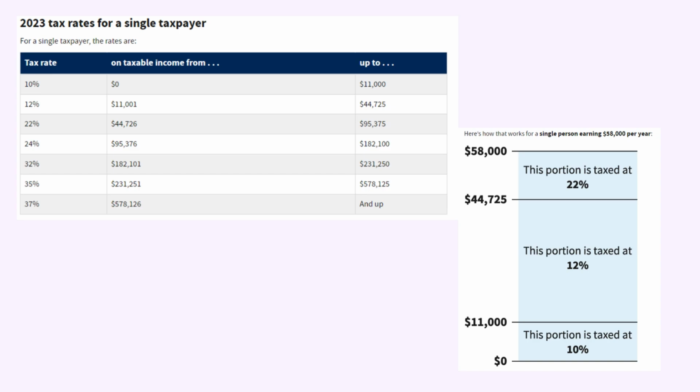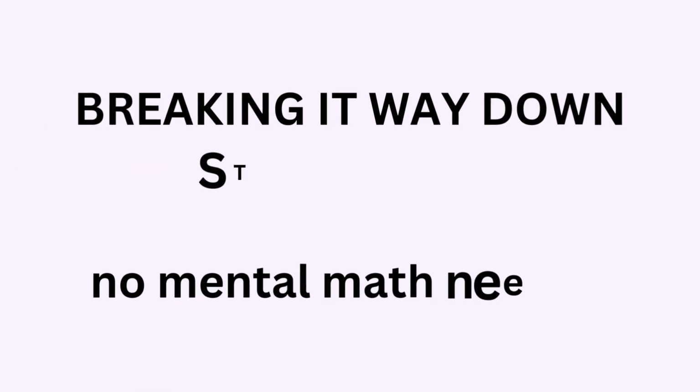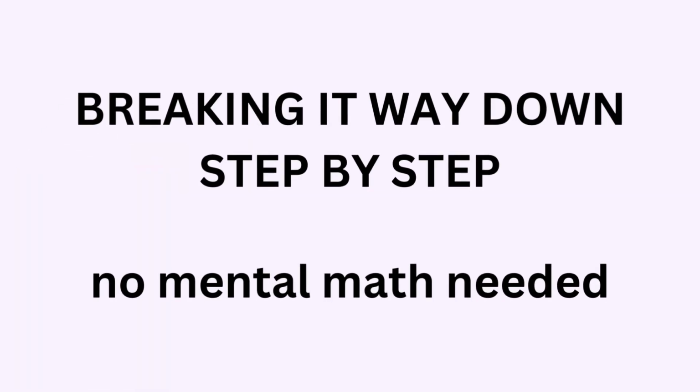I'm just throwing in a scenario: this is a Vine reviewer who received $58,000 as taxable income on their tax return. Now, once you understand, looking at the tax bracket, well, if I have $58,000, that means my current tax rate is 22%, because any amount from $44,726 up to $95,375 will be taxed at 22%. But it's so much more than that, and I'm going to explain why. I'm about to break this way down step by step, and no mental math is needed.